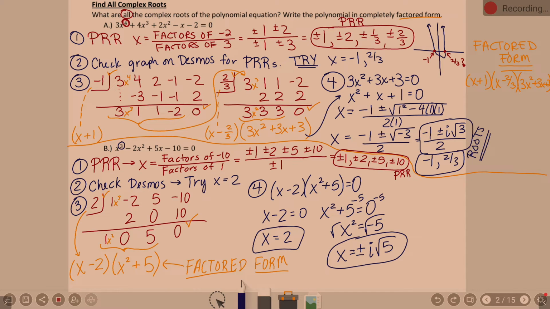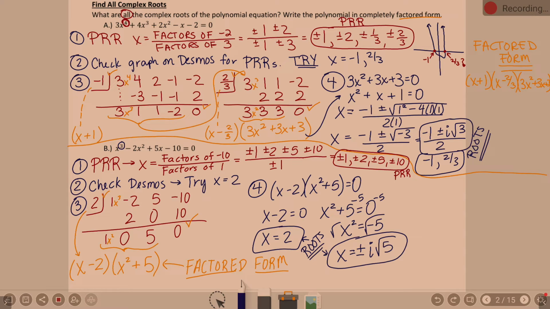How many answers do I have? 3. 2 is an answer, and plus or minus is 2 more answers. So we have the 3 answers we are expected to have. This is a lot easier than yesterday. That was factored form over here. These are my roots: x equals 2 and x equals plus or minus i square root of 5. I'm just trying to help you be prepared for vocabulary on the homework. Obviously, minus quadratic formula, this one did work out a little bit easier.